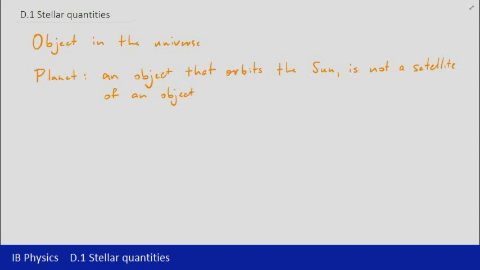and we'll talk about some of those as we go through. So the first thing is that it's an object that orbits the Sun. It's not a satellite of another object, so it's not something that revolves around some other object. It's massive enough, and by massive enough we really mean that it has a large mass. So it's massive enough that its own gravity forces it to be round, so that its gravitational pull makes it round.